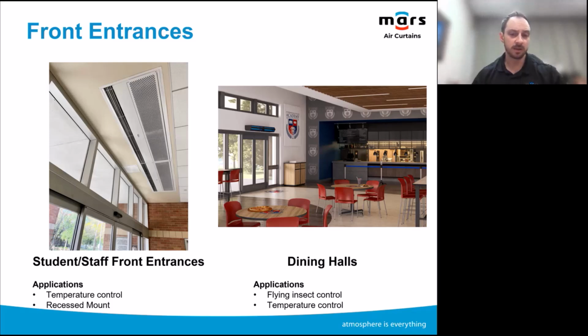The one on the left is for a front entrance to the university building. This is what we call our Phantom Series unit. The nice thing about this one is it's recessed in the ceiling. If you're limited on space above the door, or you don't really have an ideal installation spot right above the door, you can install it in the ceiling, and it's not going to be awkward above the door. Architects really like our Phantom units because they get the benefits of the air curtains and they don't have to see it in the building. So this is a really good option for those types of applications.